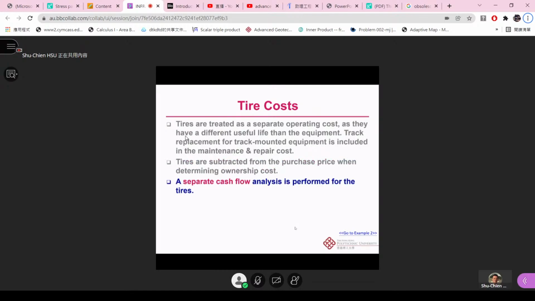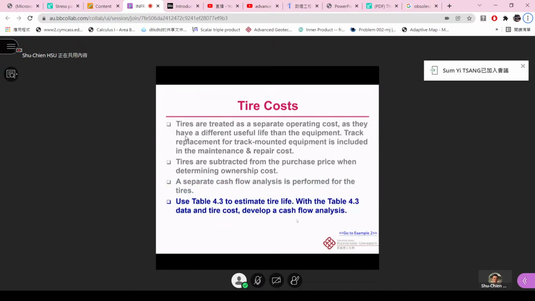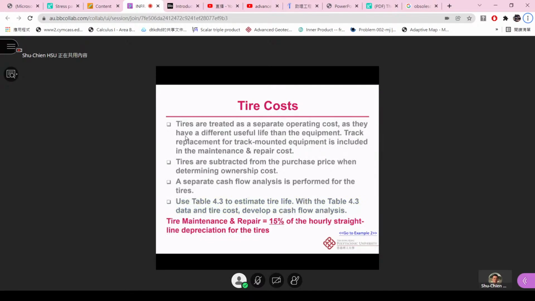All right. And then a separate cash flow is performed for the tires, so that we can use another table to estimate the tire life, which is Table 14.3, with data and tire costs, and develop the cash flow analysis. And then we also need to think about the tire maintenance and repair costs, which are around 15% of the hourly straight line depreciation for the tires.